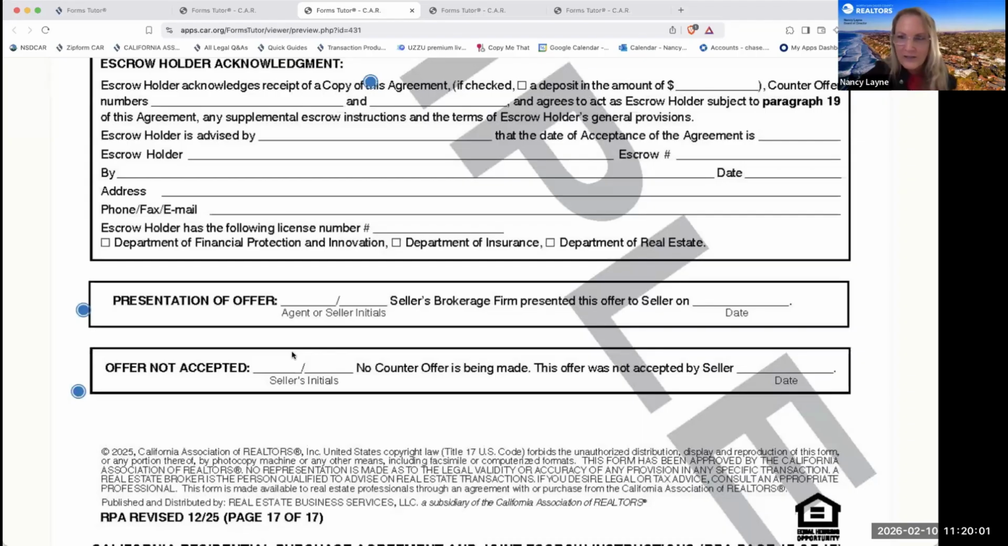You cannot ask for anything signed by a seller. And you can't ask to see it or anything like that. You can ask for this. Sometimes you'll get back the no counter offers being made, offer wasn't accepted. But most often they're just going to get the presentation from the offer. It was presented on this date.